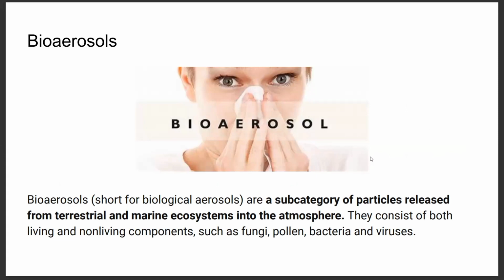Bioaerosols are a subcategory of particles released from terrestrial and marine ecosystems into the atmosphere. They consist of both living and non-living components such as fungi, pollen, bacteria, and viruses. You don't have to study this definition. You don't have to remember the definition, just to understand.